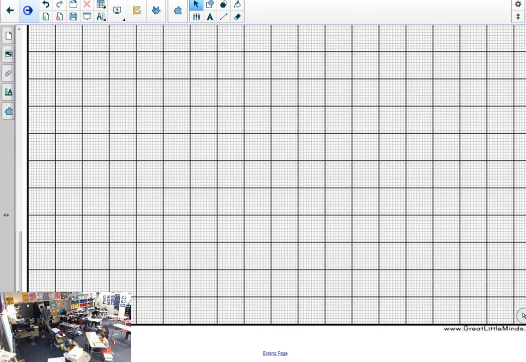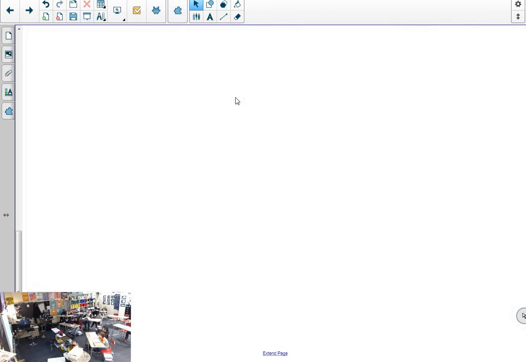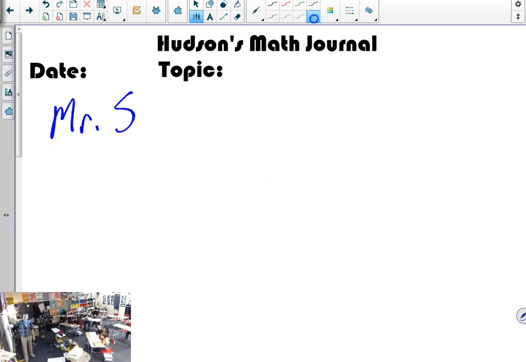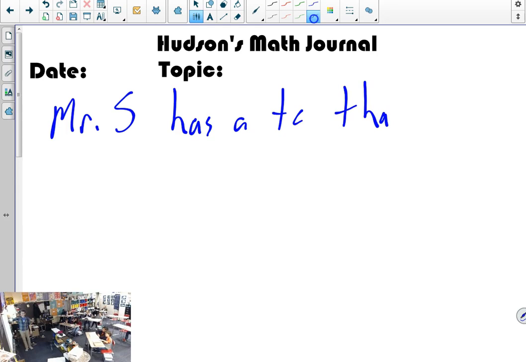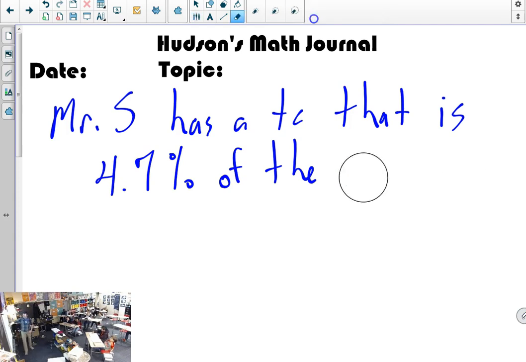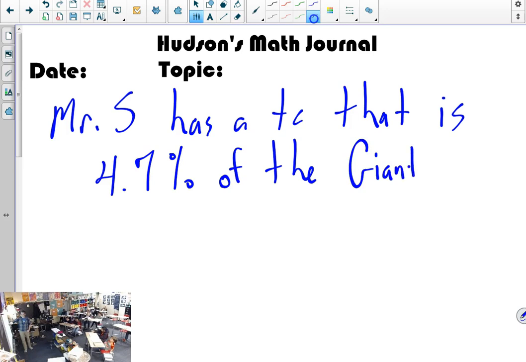I need to delete that. Sorry, I know that sometimes that makes what I'm writing complicated. Let's say my high school physics teacher was Mr. Stockdale, one of the best teachers I've ever had. So you guys don't have to write the whole problem, but Mr. S has a Tesla coil, I'll abbreviate that, that is 4.7% of the museum. How do you spell museum? Okay, we'll just do that.